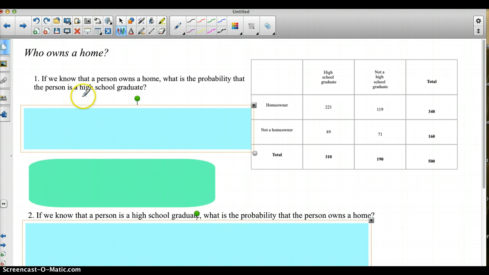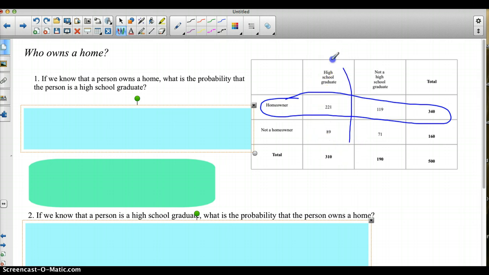So if we know that a person owns a home, what is the probability that the person is also a high school graduate? So we're starting with that they're a homeowner. That's our first event. Now we also want to think about what is the probability that they're also a high school graduate. So we want to now focus on this high school graduate piece, but we only care about this row of information all the way going across.